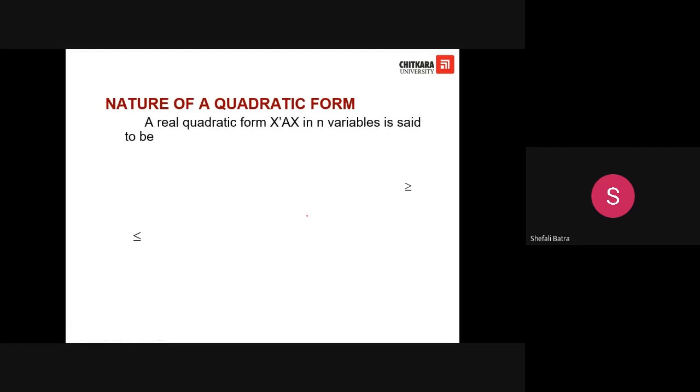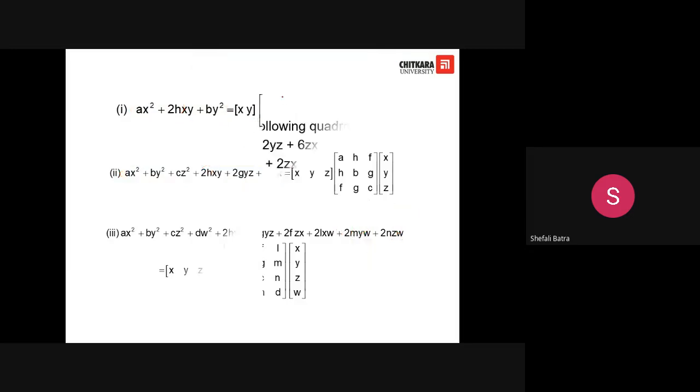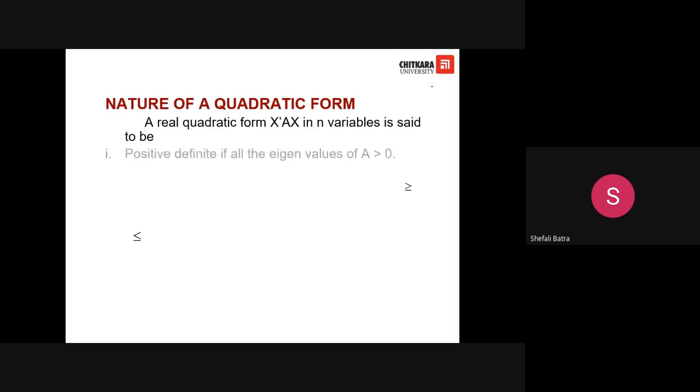A real quadratic form X dash AX in n variables is said to be positive definite if all eigenvalues of matrix A are greater than 0. This is your matrix A. See, this is X transpose and this is X. If the eigenvalues of this matrix are all positive, strictly greater than 0, then that is positive definite.